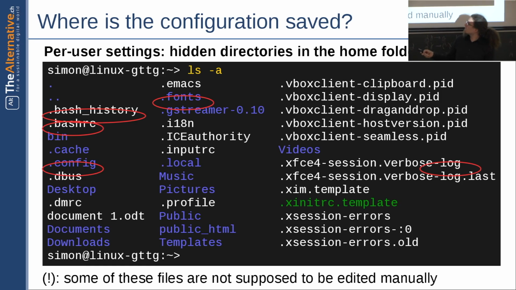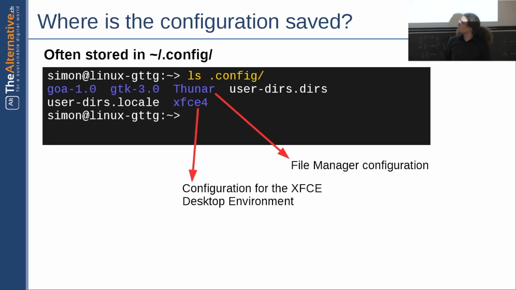And the config directory, sometimes you will need to edit options that are maybe not accessible by a GUI. This is an example for XFCE. You just move into this .config directory, and then there you will see configuration for Thunar, for example. That's the file manager, or general XFCE configuration.